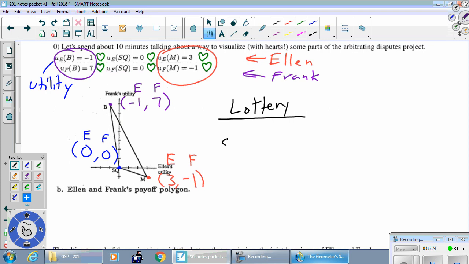Let's suppose that we do the status quo. So we've got status quo there, and we've got mountains, and we've got beach. And suppose that we do the status quo 1/10 of the time. So it's not flipping a coin, but it's 1/10 of the time. Let's do the mountains 7/10 of the time. And therefore the beach, well, we've got it.